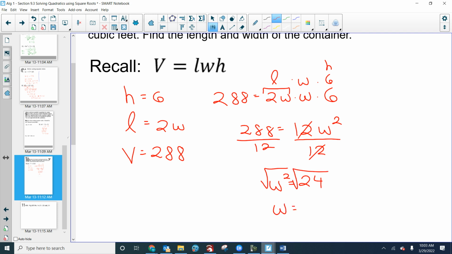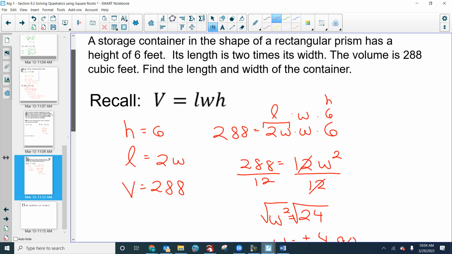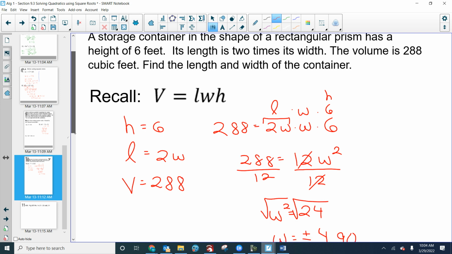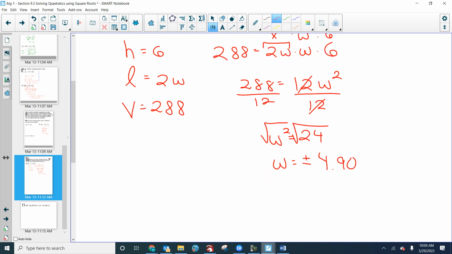W equals plus or minus 4.9 maybe? What is it? 4.90. What would the units be on that? Just feet, right? The width of the box would be in feet.